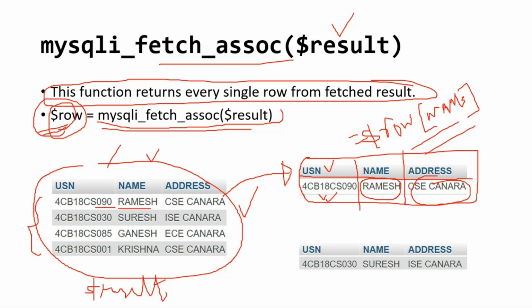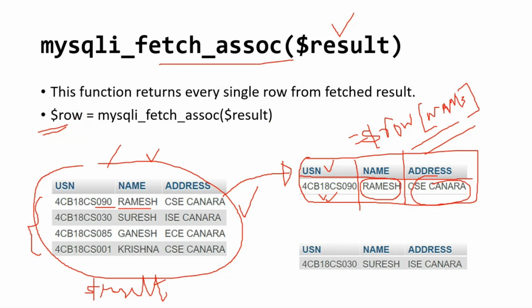So what happens? How do we fetch the next row? Again the same thing. I'll erase this.